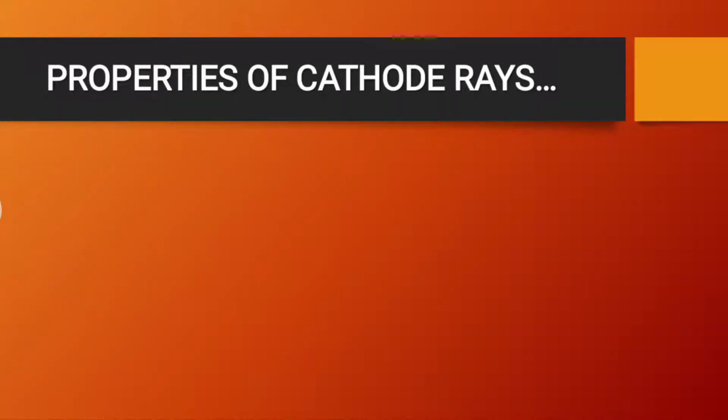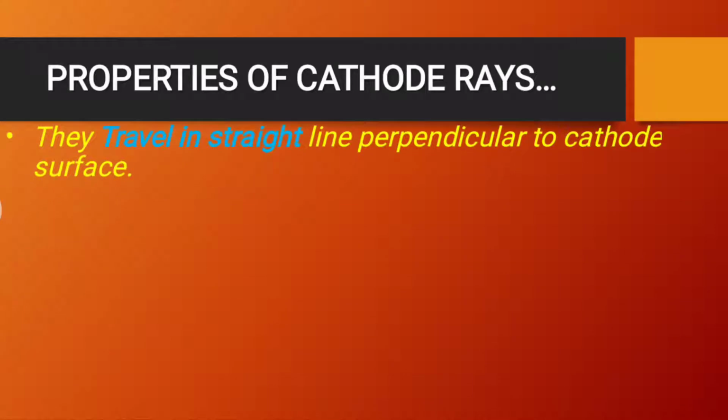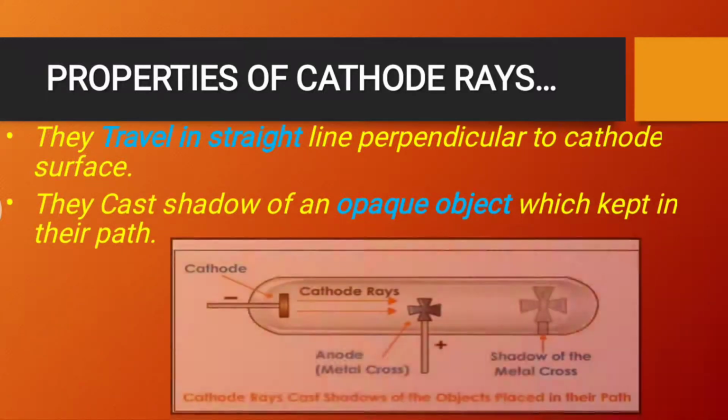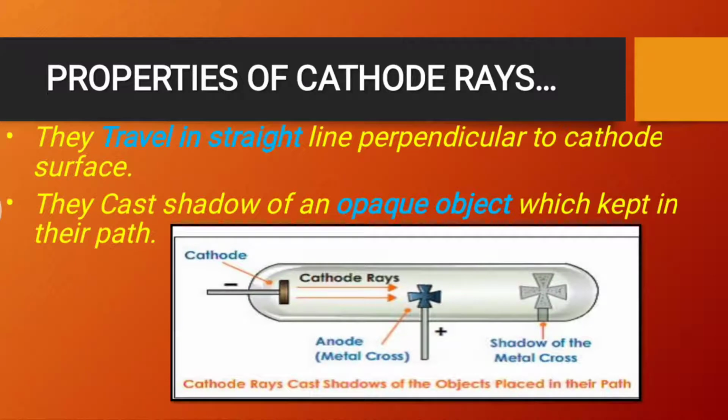Properties of cathode rays. Cathode rays travel in straight line perpendicular to the cathode surface. They cast shadow of an opaque object, which is not transparent, kept in their path. Look at this diagram. An opaque object is placed in the path of cathode rays. These cathode rays do not pass through it, so they cast shadow like light.